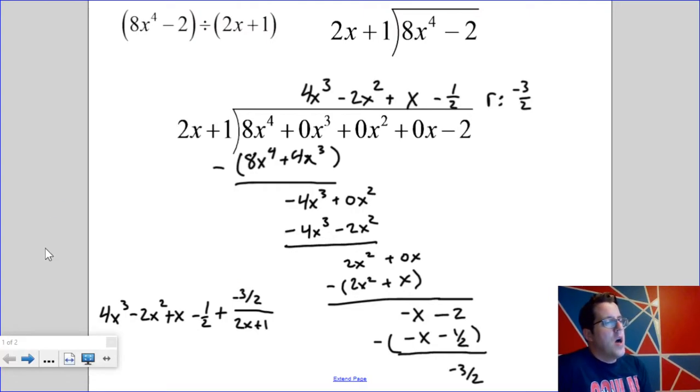Okay? But we don't want to leave a fraction inside of a fraction. That's called a complex fraction. So what we're going to do instead is we're going to write it like this.